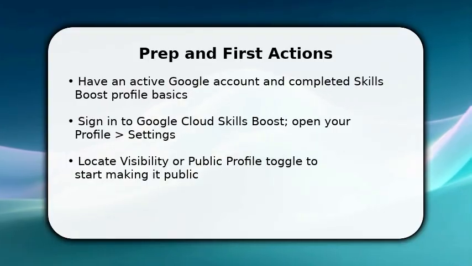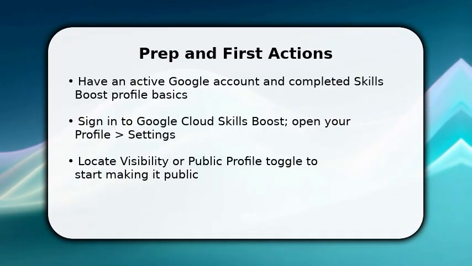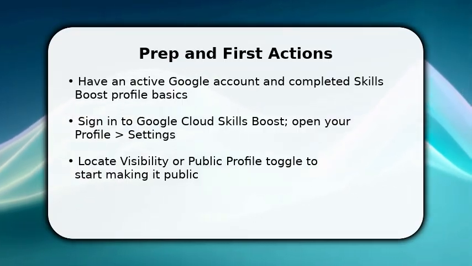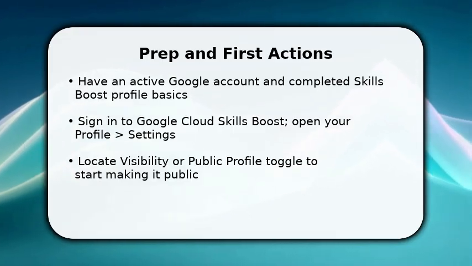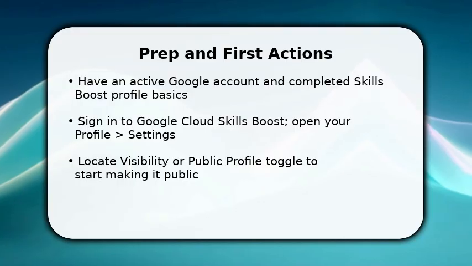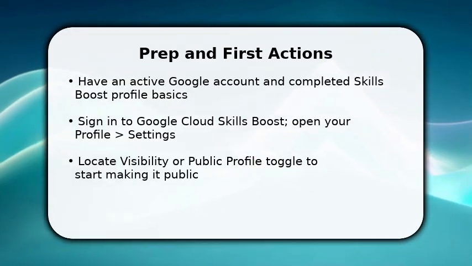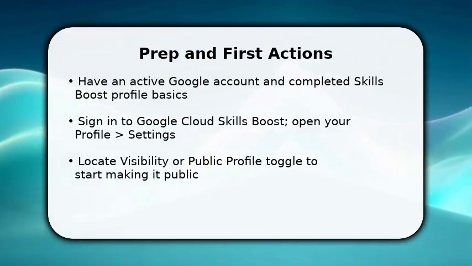You already have the essentials: a Google account and a filled Skills Boost profile. Now sign in and go straight to Profile, then Settings. You want to find the Visibility or Public Profile toggle. Flip it to Public. Once done, make sure to fill basic fields like display name and bio so the public view looks complete. You're taking the first actionable steps now. These unlock the rest of the sharing flow and let you move on to verification.